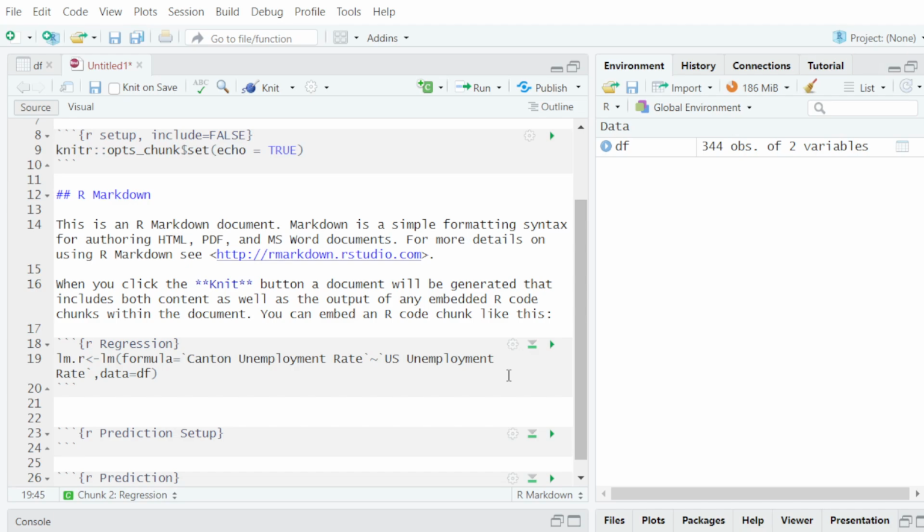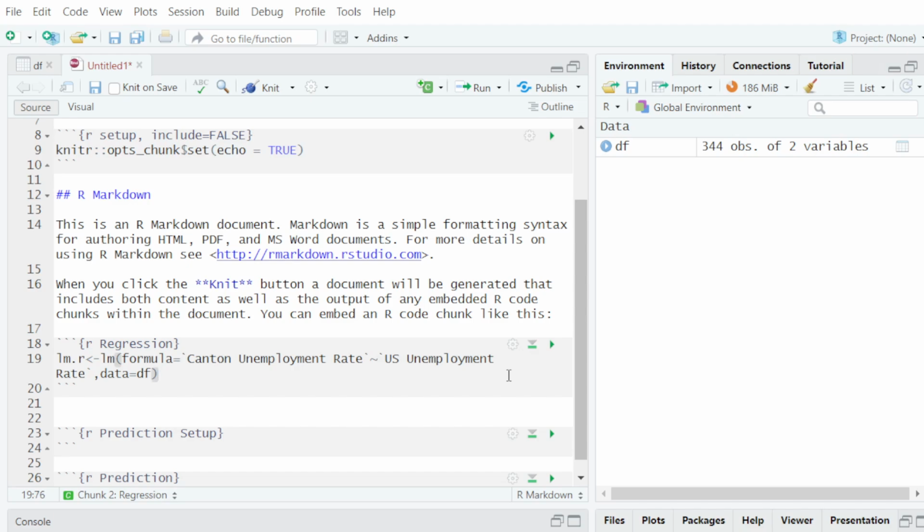Otherwise, what's going to happen is that R is going to have a hard time associating this formula with any other data, which is going to be a problem if I want to do some predictions using new data, right? So what this is doing is saying, okay, whatever data you happen to give it, use the formula: Canton unemployment rate is based on the U.S. unemployment rate, using a linear model. Now, in order to make that model, we're using the data found in the data frame we call DF. So that's the setup here.